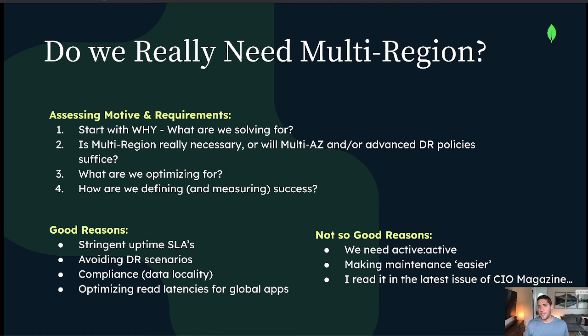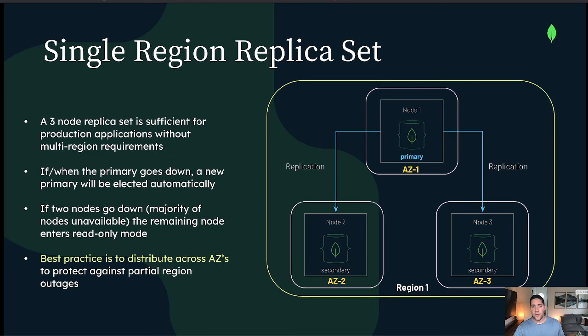Not so good reasons: active-active. That's a different conversation. You would most likely be looking at sharding versus a standard multi-region replica set, since a standard replica set will only ever have one primary or one active member, and the rest are replicas. So anyway, let's get into our first architecture.